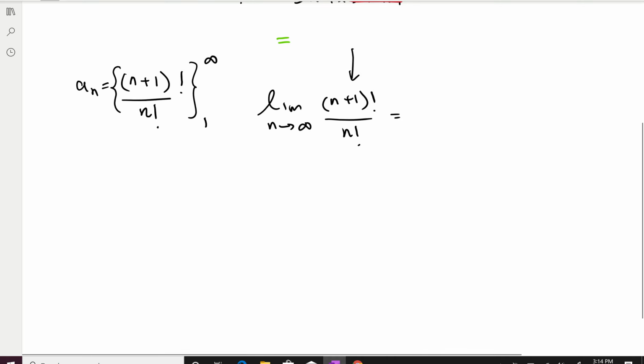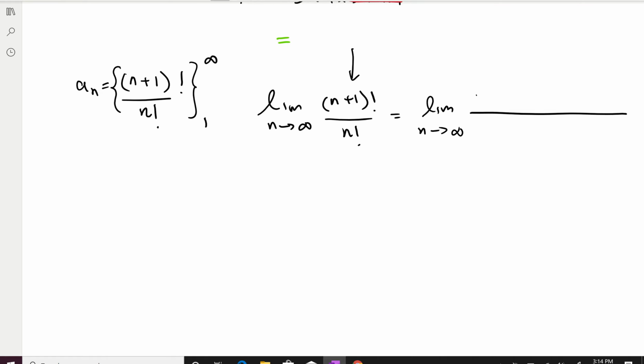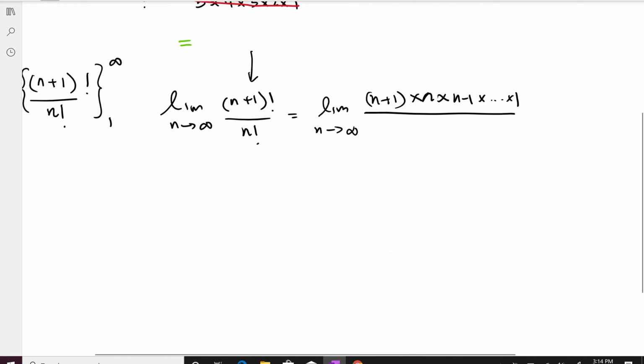We can expand it out. So the limit when n goes to infinity, n plus 1 factorial means start from n plus 1 and multiply backwards until you meet 1. So the number before n plus 1 is subtract 1 from n plus 1, right? That's n. Now the number before n is n minus 1. So you do that until you meet 1. Okay, don't worry about what happened in the middle.